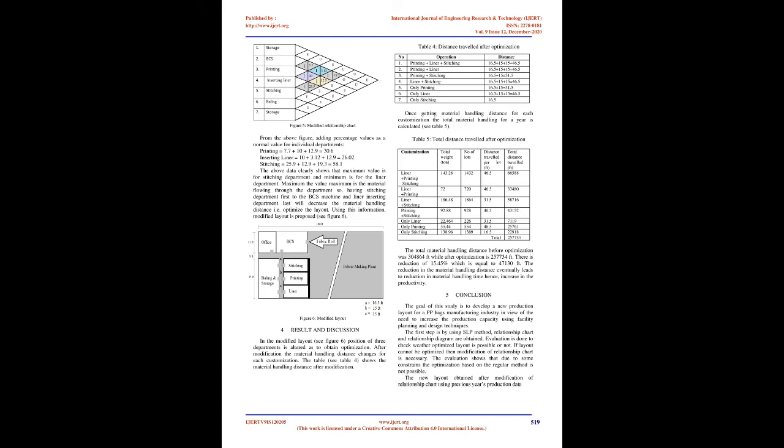For results and discussion. In the modified layout, see Figure 6, the position of 3 departments is altered so as to obtain optimization. After modification, the material handling distance changes for each customization. The table, see Table 4, shows the material handling distance after modification. Table 4, distance traveled after optimization.